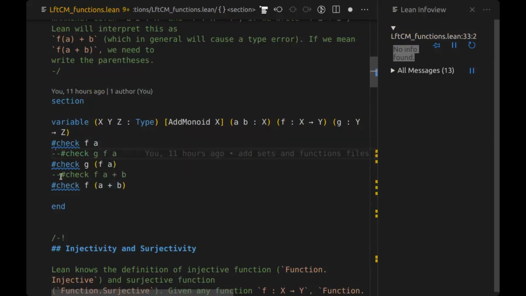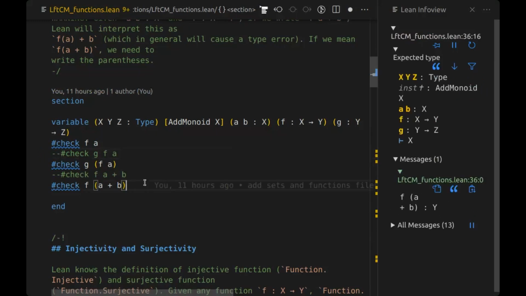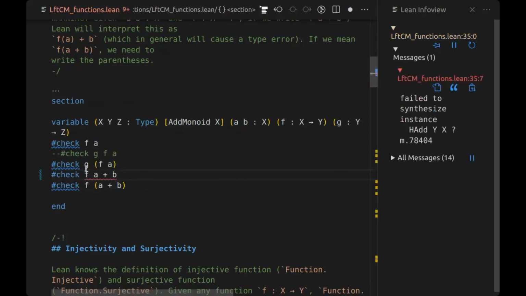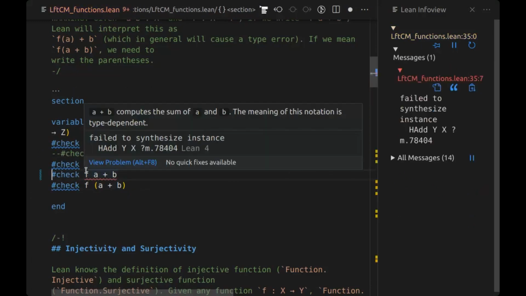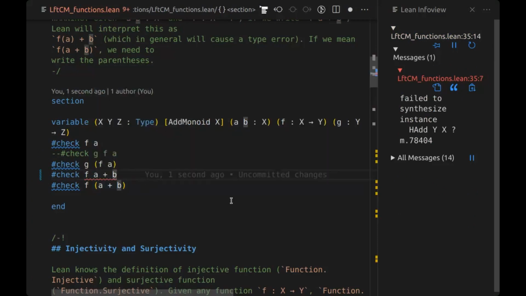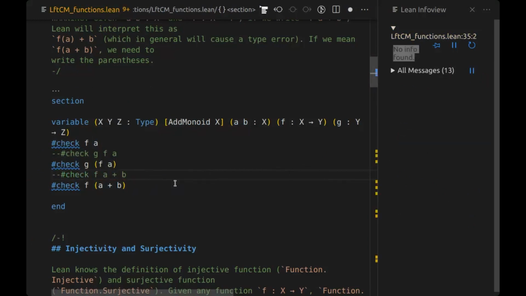Similarly, if I want to do something like f of a plus b, which makes sense because I can add elements of x, I need the parentheses because otherwise what Lean is going to do is first apply f to the element a. So that's going to be some element of y, and then it's going to try to add f of a, which is an element of y, and b, which is an element of x. And here we get the error that there is no way to add an element of y and an element of x. So parentheses are sometimes necessary, but not if we have very simple expressions.